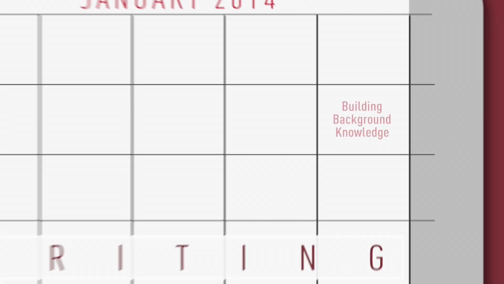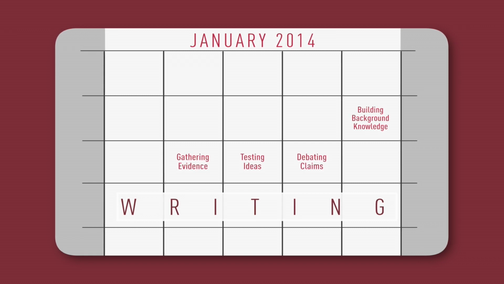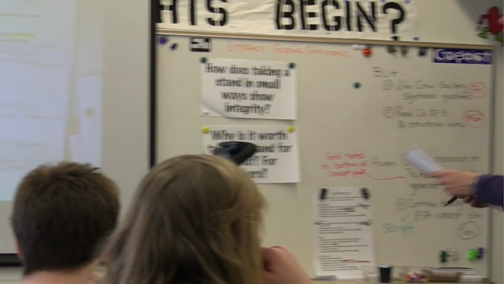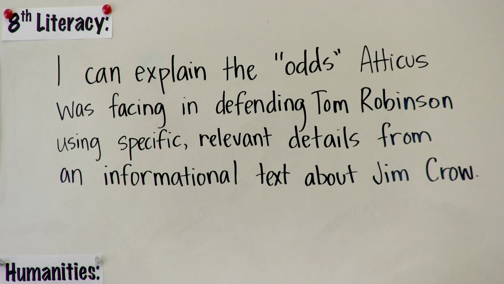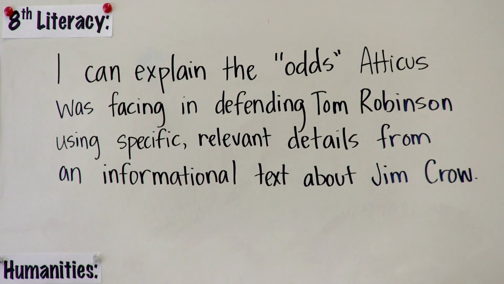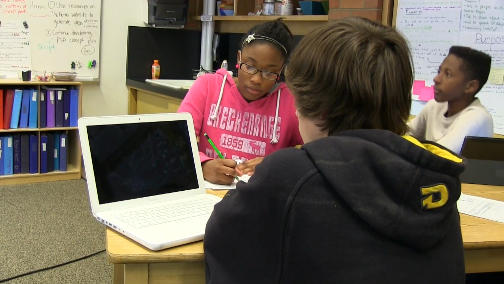Like Atticus in To Kill a Mockingbird, the class decided to put evidence on trial. They used the week for gathering evidence, testing ideas, and debating their claims. They began by reading closely from an academic article about Jim Crow laws and etiquette. So can I have somebody read our target for us for today? I can explain the odds Atticus was facing in defending Tom Robinson using specific relevant details from an informational text about Jim Crow.